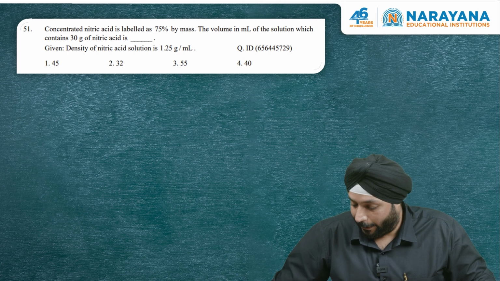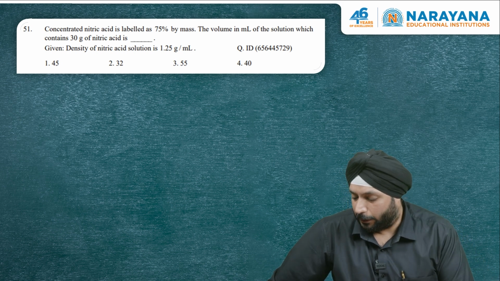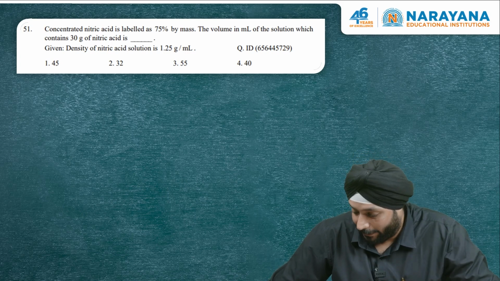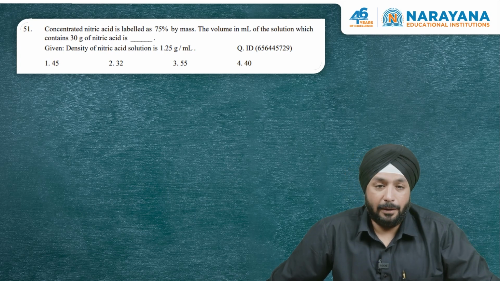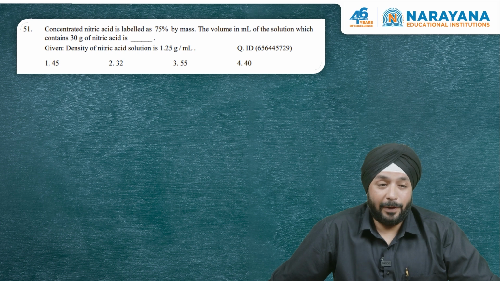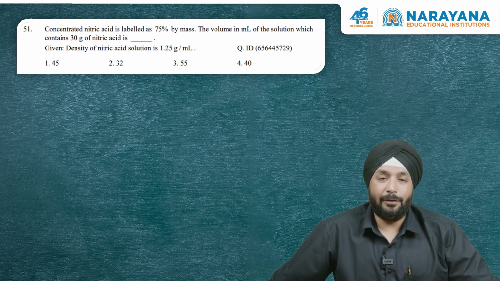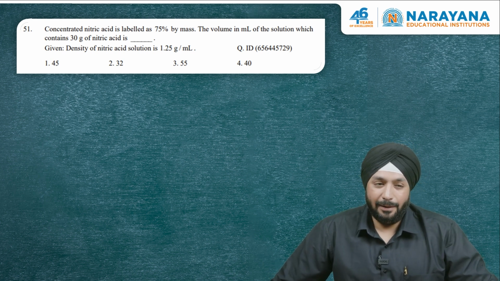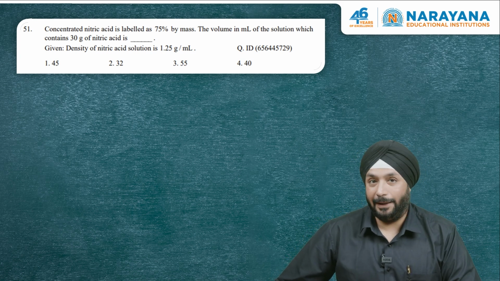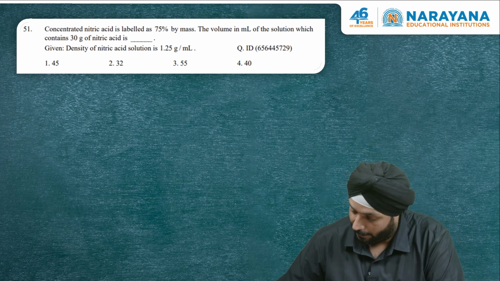Now question number 1 is a stoichiometry question. Concentrated nitric acid is labeled as 75% by mass, and you have to calculate the volume in ml of the solution which contains 30 gram of nitric acid. It's a very simple question, and basic stoichiometry is involved. So we'll solve this question. We understand how to solve this question, right?